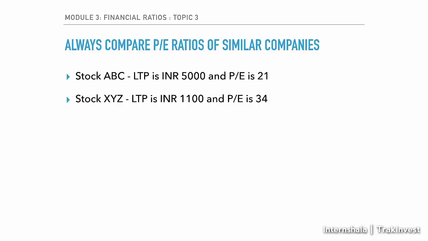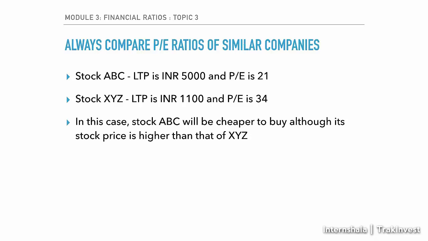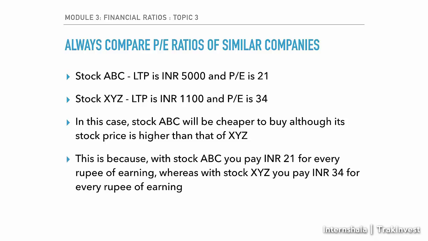Now remember what I told you about comparing stocks with their peers. We'll consider ABC and XYZ are peer companies. In that case, if I look at the stock XYZ, I am investing 34 rupees to get 1 rupee of earning. Whereas in case of stock ABC, I am investing only 21 rupees for 1 rupee of earning. Yes, on the face of it, stock ABC is more expensive. It's at 5,000 rupees, but I'm investing lesser money for more profits. So I would pick stock ABC and not XYZ.